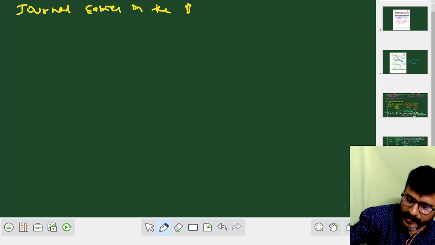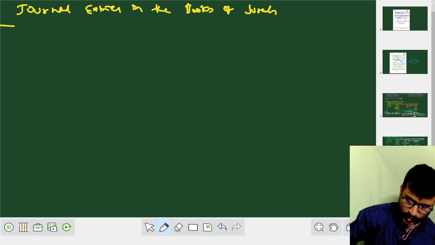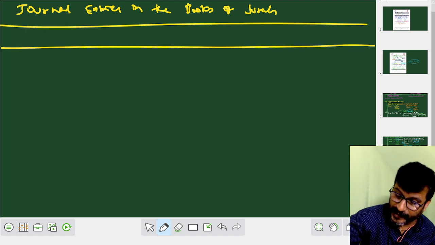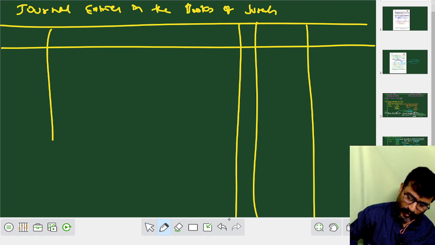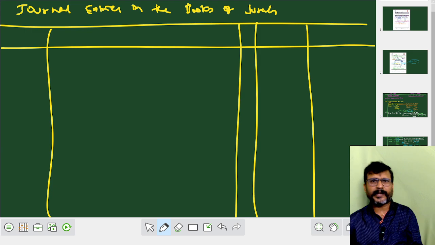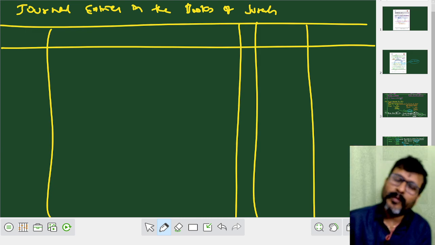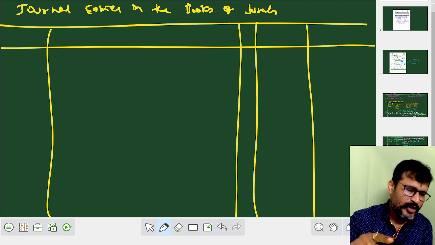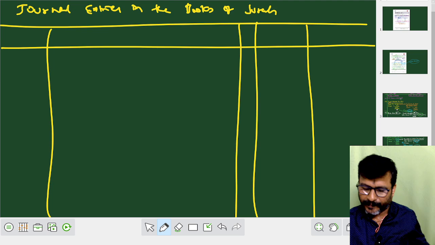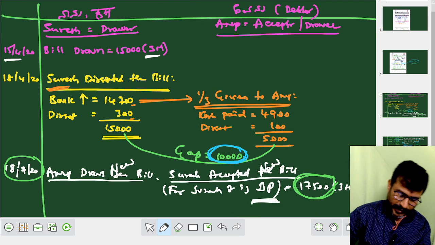Journal entries in the books of Suresh. See, especially in CA classes, every student should go for working note. Without working note, you won't get full allotted marks, because in CA foundation, mentioning of working note is very important. Okay, fine. Shall we move on to entries?